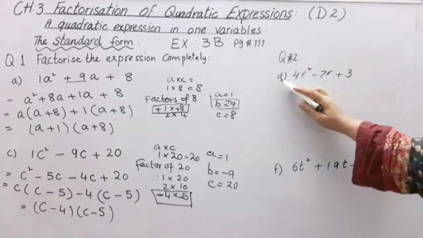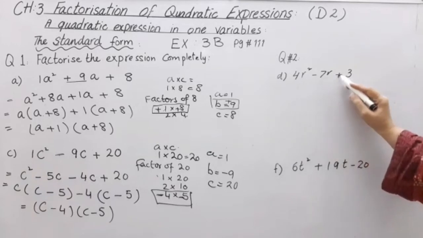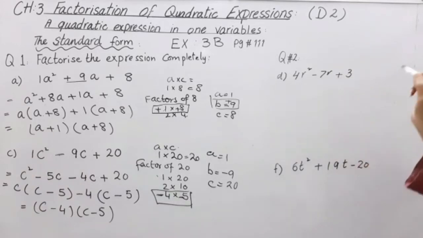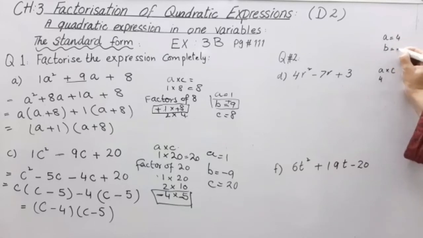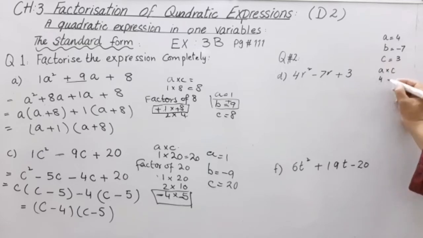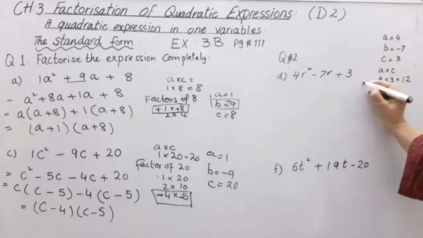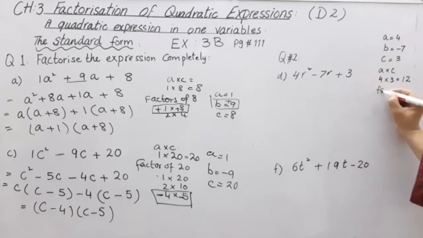In question number 2, our question is 4r squared minus 7r plus 3. The simple way is a into c: a is now 4, b is minus 7, c is 3. We multiply a into c: 4 into 3, we get 12. We make the factors of 12: 1 into 12, 2 into 6, 3 into 4.